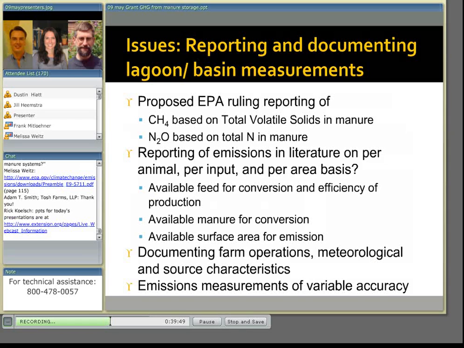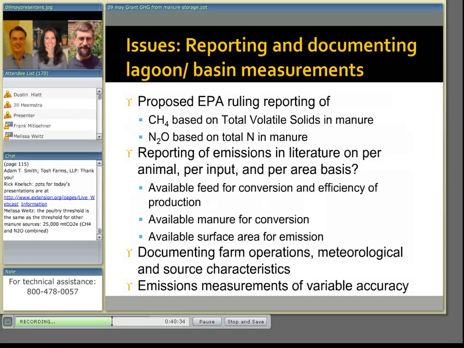If we look at the literature, there's a lot of variability in how we have documented those emissions. Some of the reports do it on a per animal basis. Sometimes they do it on a per feed input basis. Sometimes it's reported on a per area basis of the emitting surface. So there's a lot of variability in the literature in terms of the actual emissions measured. A difficulty in doing these kinds of measurements is that there is not a standard way to document the farm operations, the source characteristics, or the meteorological conditions under which the measurements were made. Consequently, there's a lot of variability in these measurements.